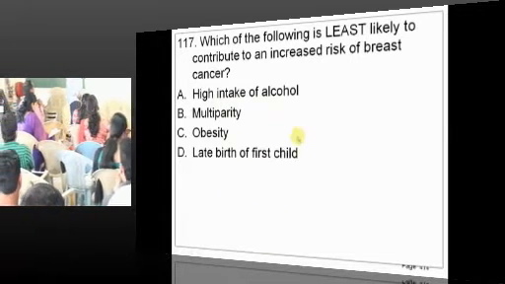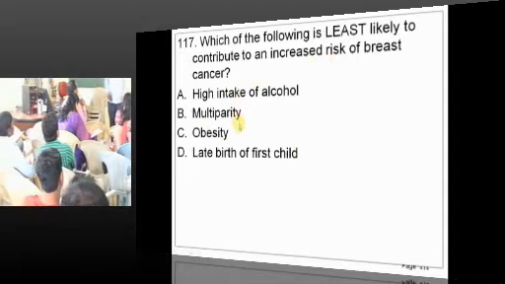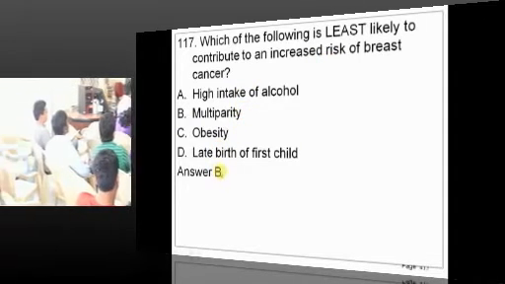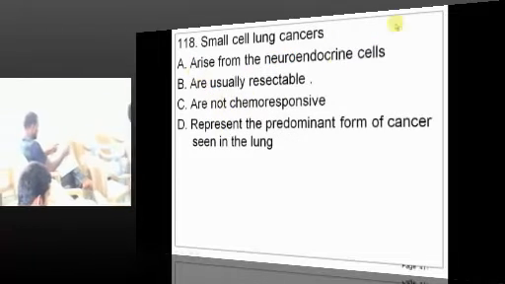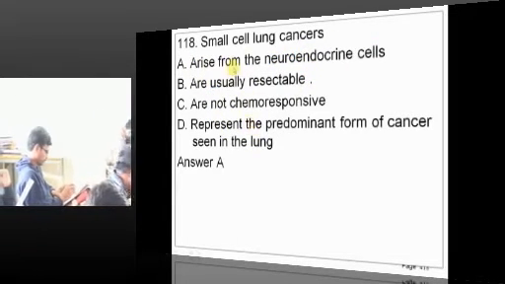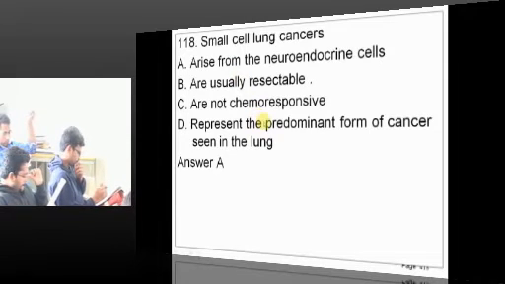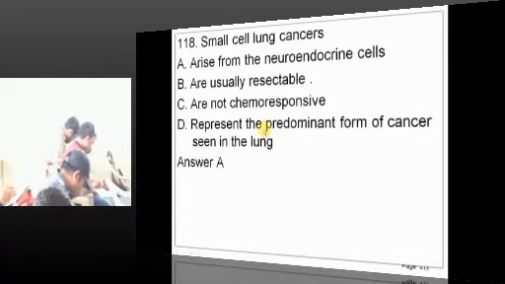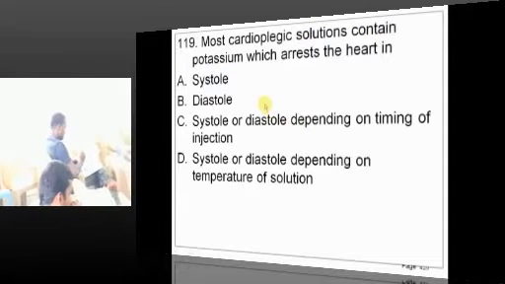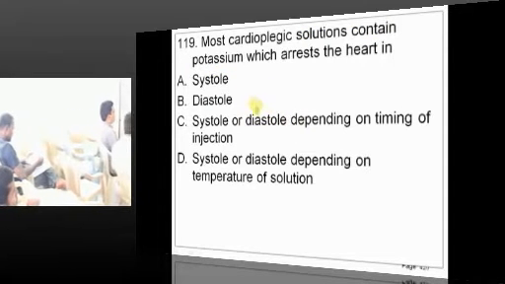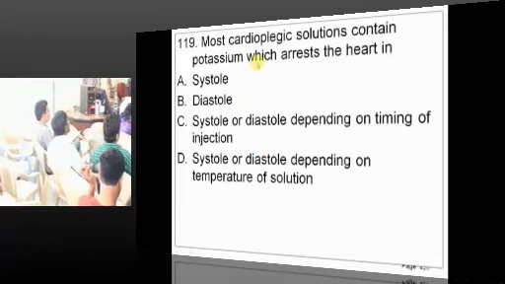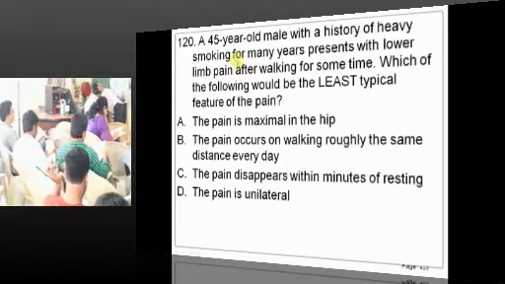Now, what's your answer? Increased risk of breast cancer, B. It is not multiparity but nulliparity which is the risk factor. Small cell lung cancers basically arise from neuroendocrine cells. By the time you detect them, they have spread, so they are not generally resectable, is what needs to be remembered. Most cardioplegic solutions contain potassium. Potassium arrests the heart in diastole, is what needs to be remembered.